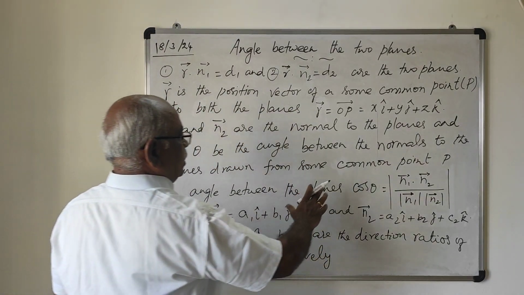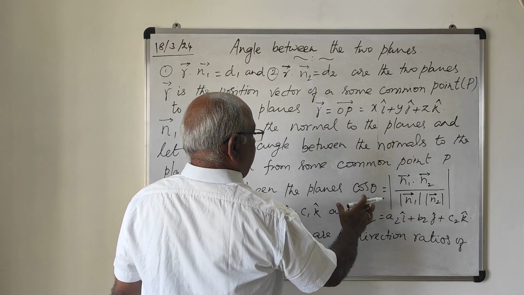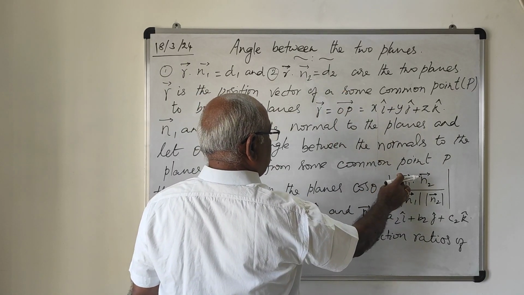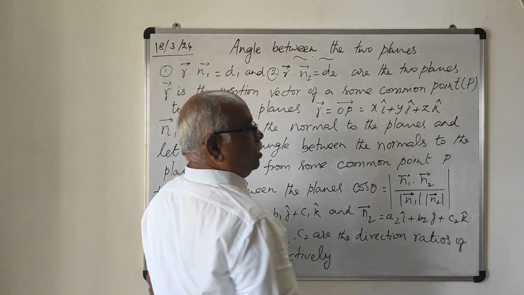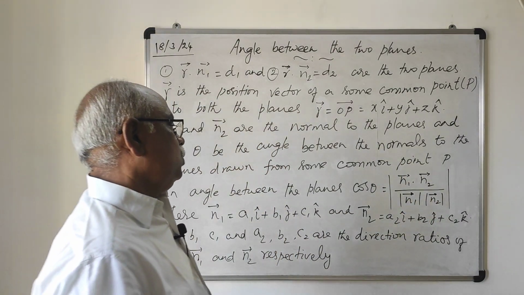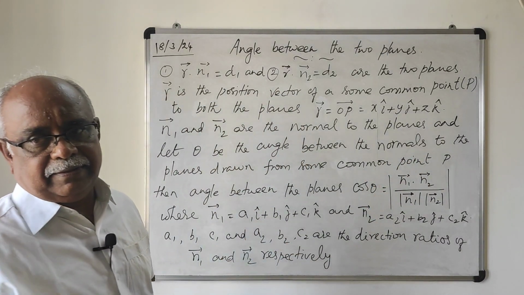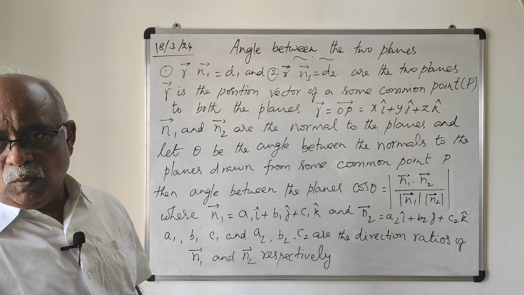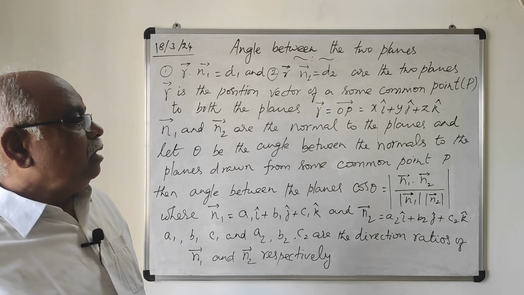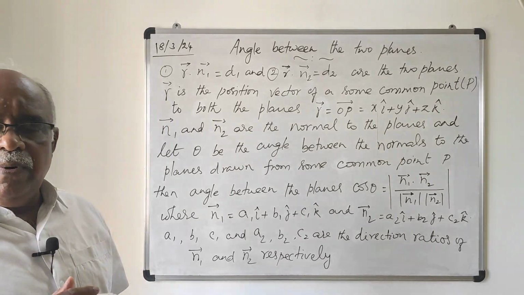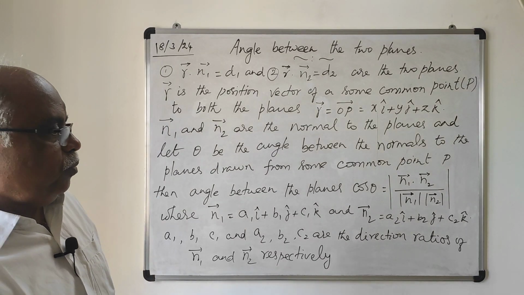So that's all about the concept of the angle between the planes. Cos theta equal to modulus of n1 dot n2 by modulus of n1 into modulus of n2, and n1 and n2 are the normals drawn to both the planes, n1 to plane 1 and n2 to plane 2, drawn from some common point. The angle between those two planes is theta.